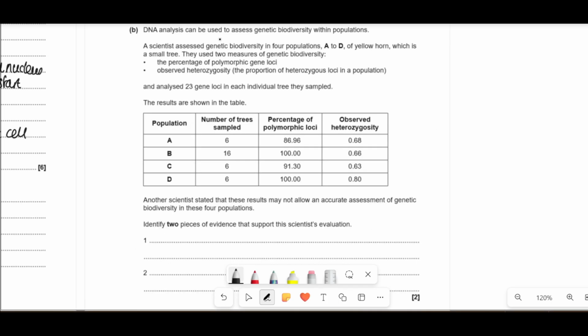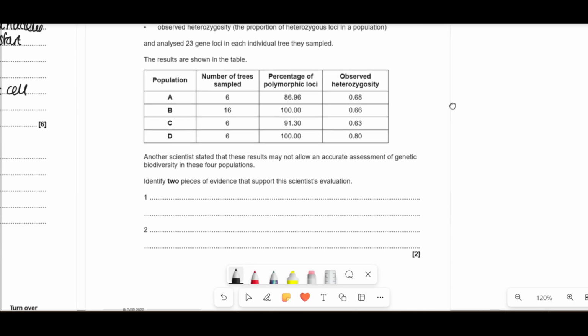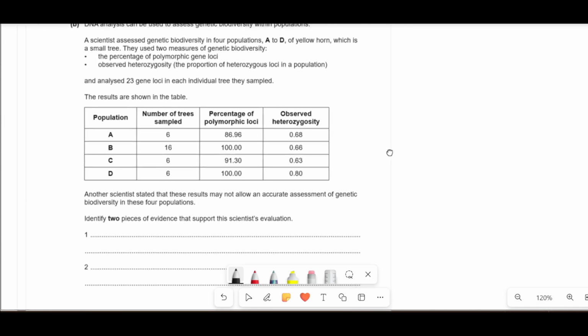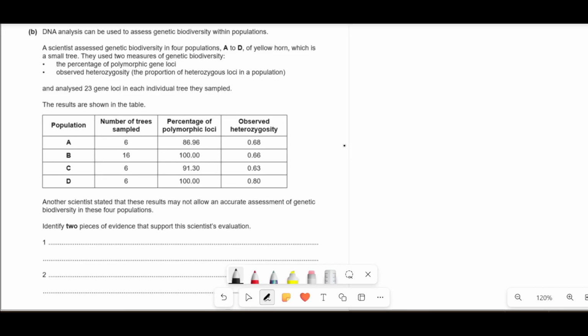So now it says DNA analysis can be used to assess genetic biodiversity within populations. A scientist assessed genetic biodiversity in 4 populations A to D of yellowhorn, which is a small tree. They used 2 measures of genetic biodiversity: the percentage of polymorphic gene loci and observed heterozygosity, the proportion of heterozygous loci in a population. They analyzed 23 gene loci in each individual tree they sampled, and the results are shown in this table. Another scientist stated that these results may not allow an accurate assessment of genetic biodiversity in these 4 populations. Give 2 pieces of evidence that support this.